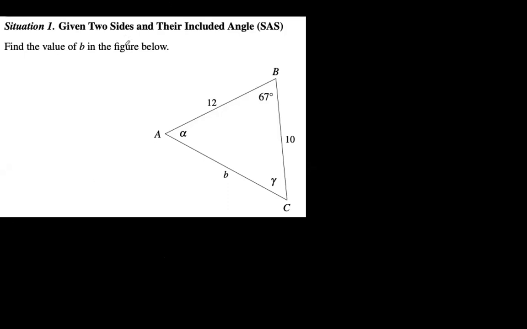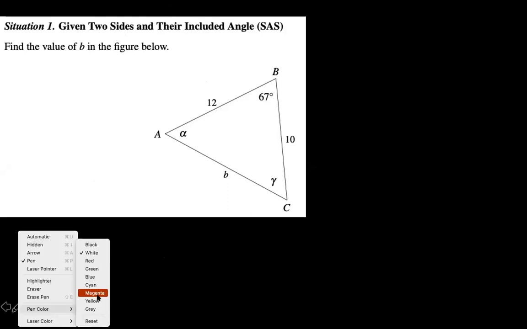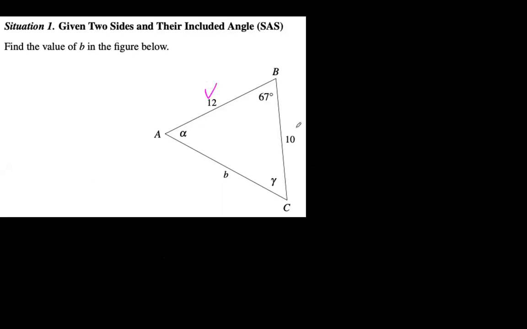Now, what if we have a problem? This one, given two sides and an included angle. So here's the triangle given. We have the side AB, the side BC, and the included angle B. And we're looking for the side b, which is opposite the given angle. So let's try using the sine law if ever we can.